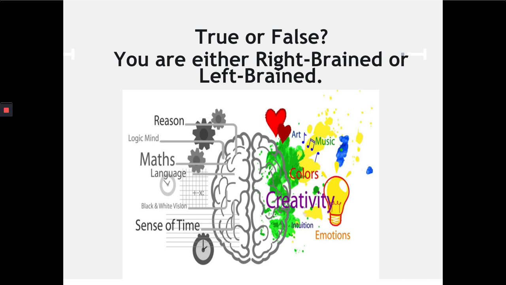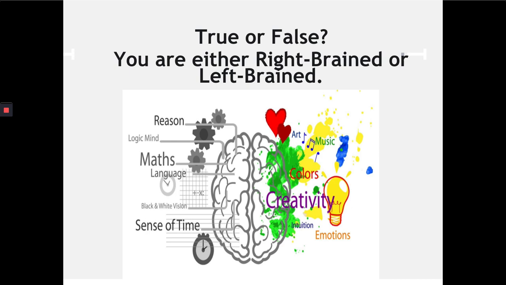During the 1960s, thanks to research of psychobiologist and Nobel Prize winner Roger W. Sperry, it became very popular to take tests to see if you were right or left-brained. It is actually a myth, though. You can't be just right or just left-brained. Actually, probably unless you have some sort of brain damage. But for most of us, we use both sides of our brain.